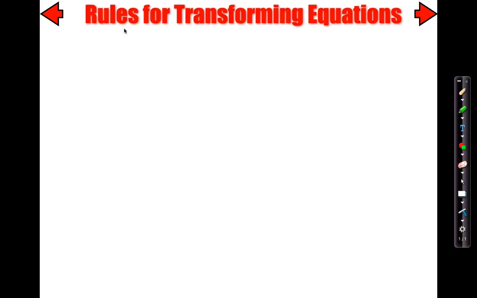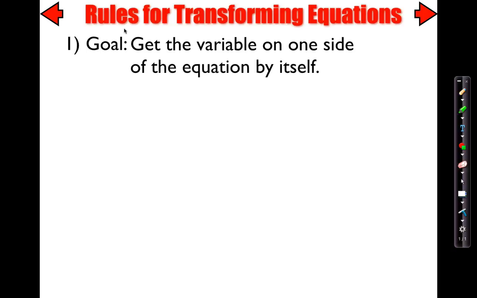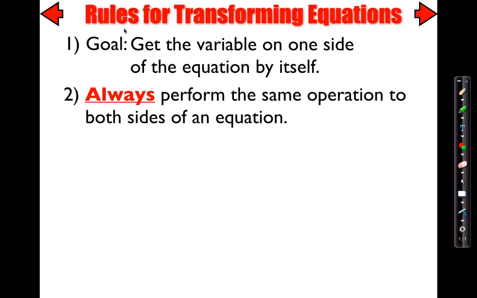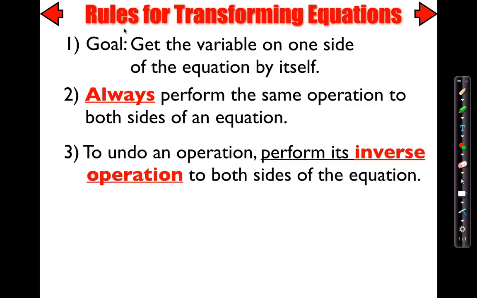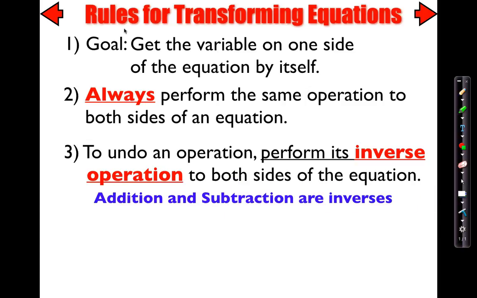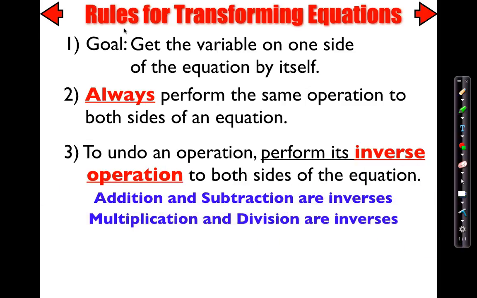As we're solving these two-step equations, there's a couple rules that we need to keep in mind when we're transforming these equations to figure out what the variable actually equals. Number 1 is to remember our goal is to always work to get the variable to one side of the equation by itself. Basically, we're trying to get the variable isolated. 2, whatever you do to one side, you have to remember to do to the other side. And 3, to undo an operation, you perform its inverse, aka the opposite operation, to both sides of the equation. So addition and subtraction are inverses, and multiplication and division are inverses.